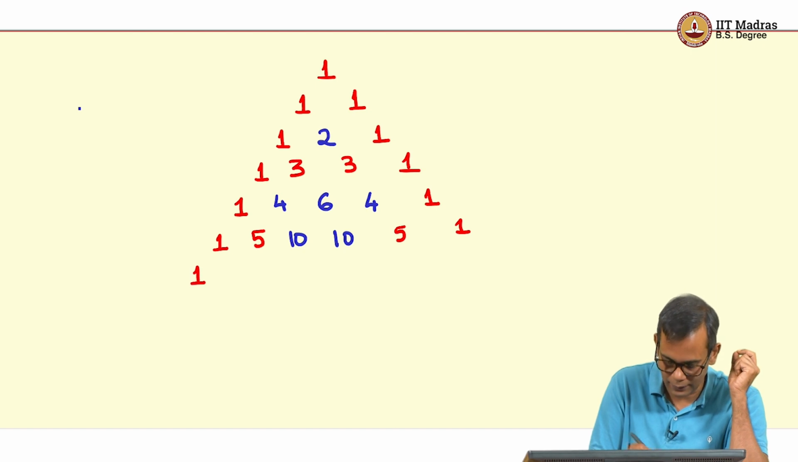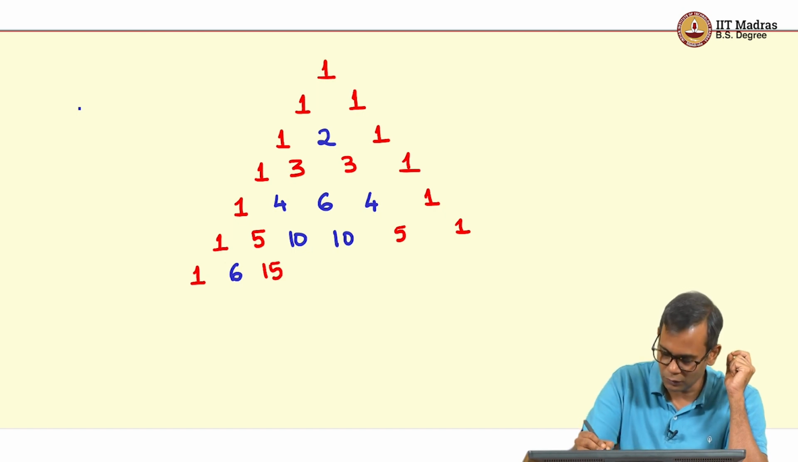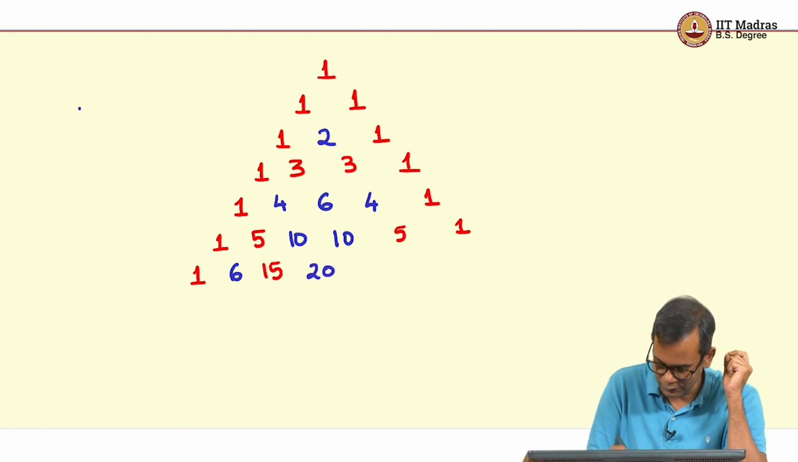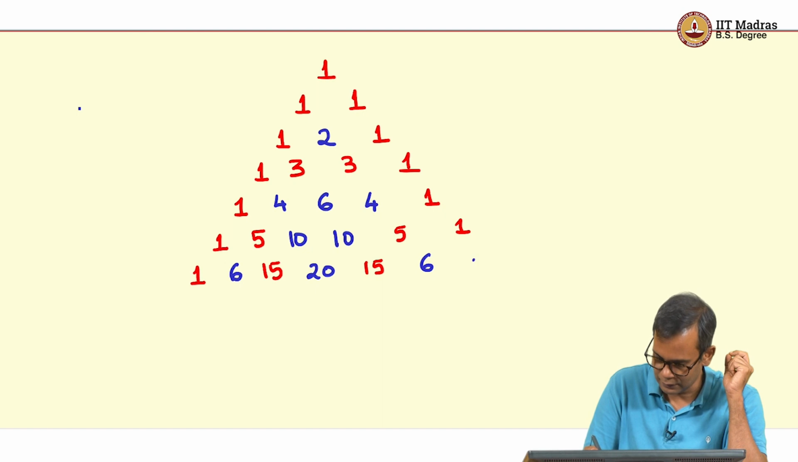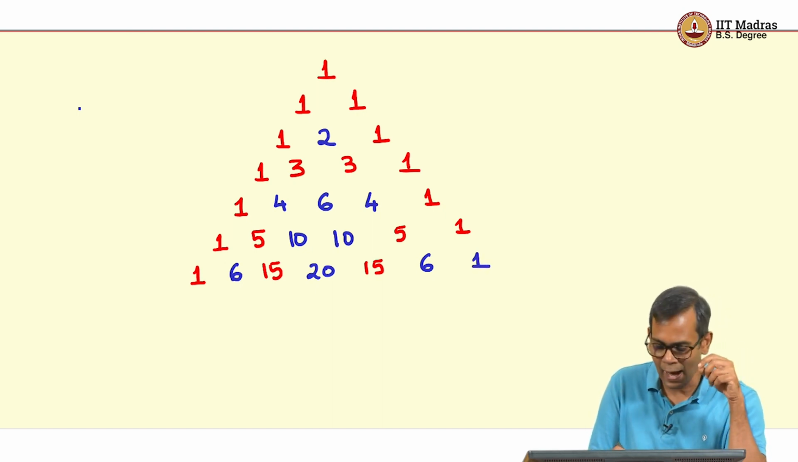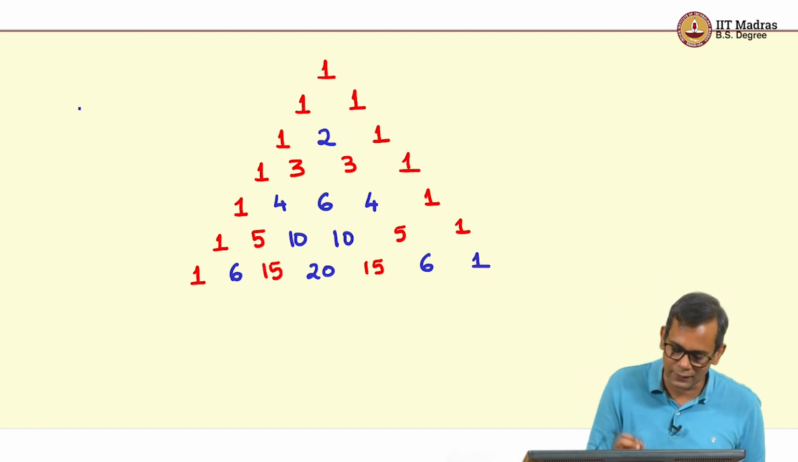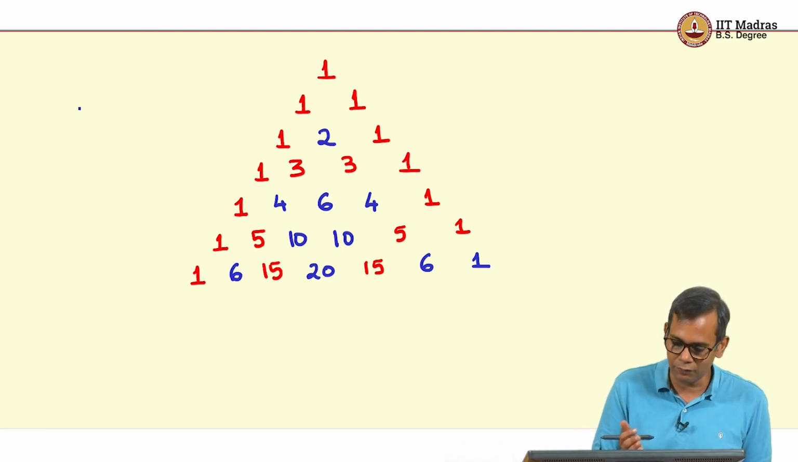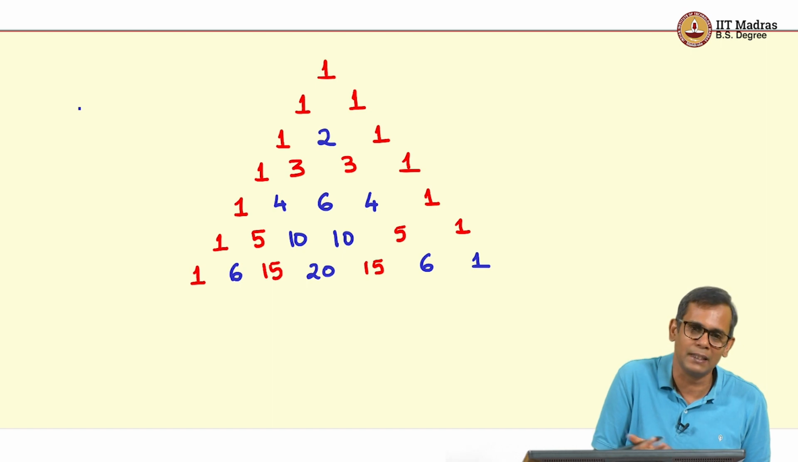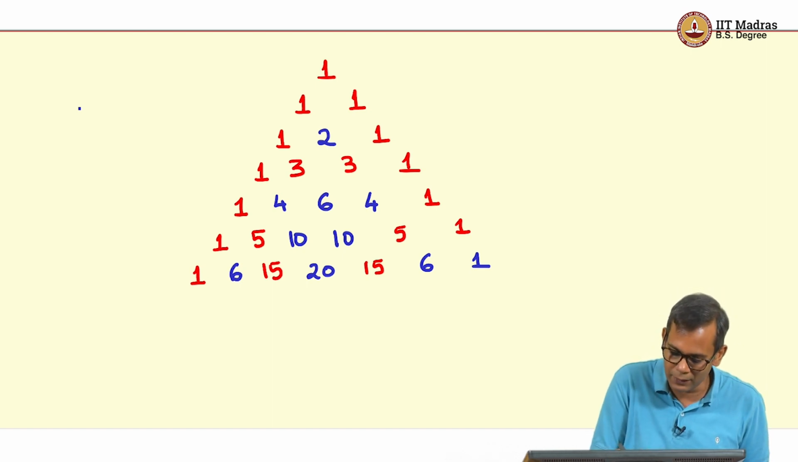Then we have 1, 6, 15, what comes here? 20, very good, 15, 6, 1, and so on. Actually, this process is getting a bit cumbersome. Let me do this again, but we only need to keep track of whether numbers are even or odd. We do not need to remember the actual number.